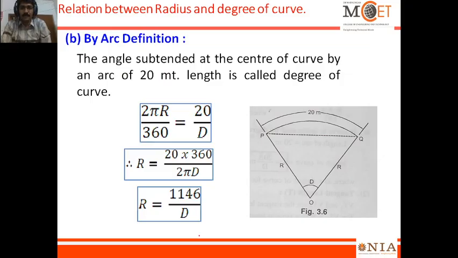Then by arc definition, for a circle the circumference is 2 pi R for 360 degrees, which is equal to the arc of 20 meter for the deflection angle delta or D. We require the radius R, and converting, you will get the same formula, 1146 by D for 20 meter. If you use the 30 meter arc, then it will be 1719 by D. So that is based on the arc.